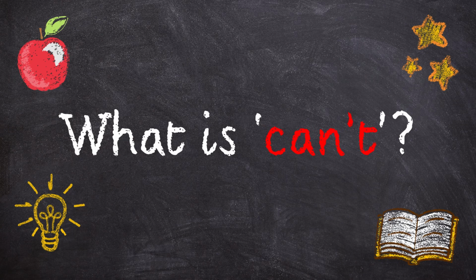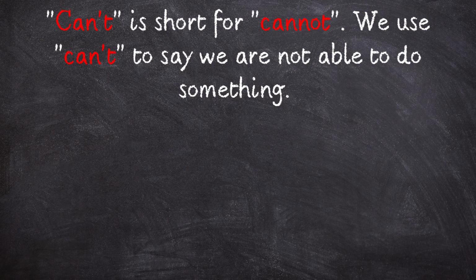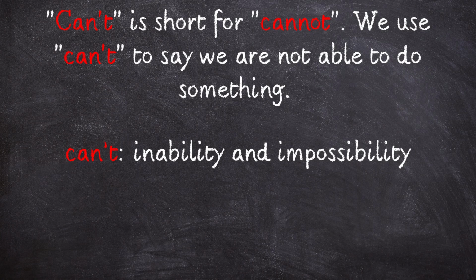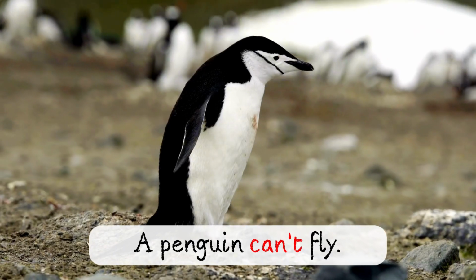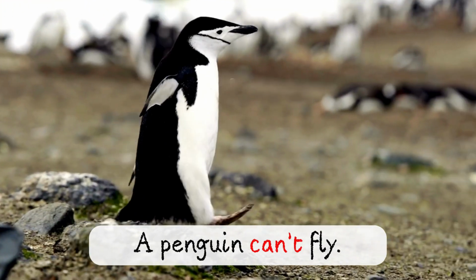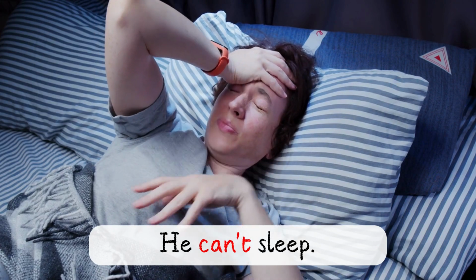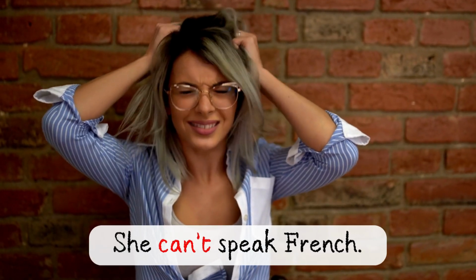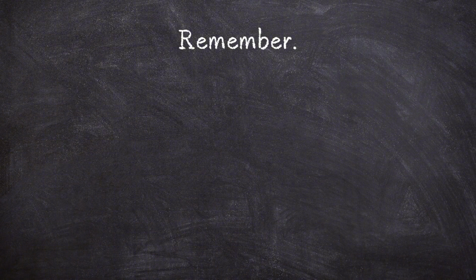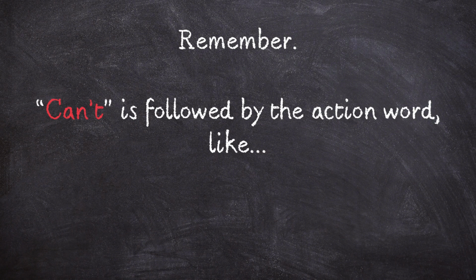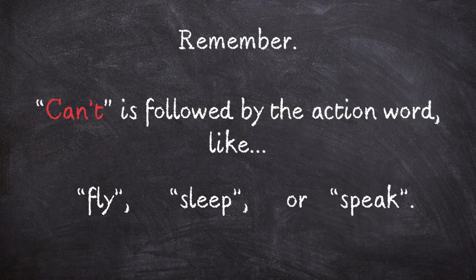What is can't? Can't is short for cannot. We use can't to say we are not able to do something. Can't, inability, and impossibility. A penguin can't fly. He can't sleep. She can't speak French. Remember, can't is followed by an action word like fly, sleep, or speak.